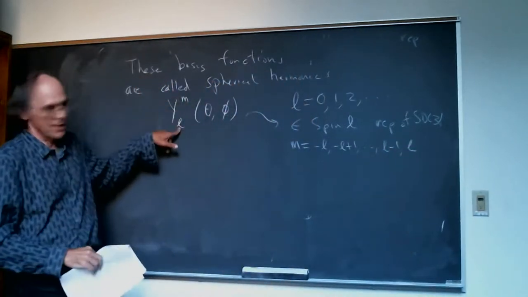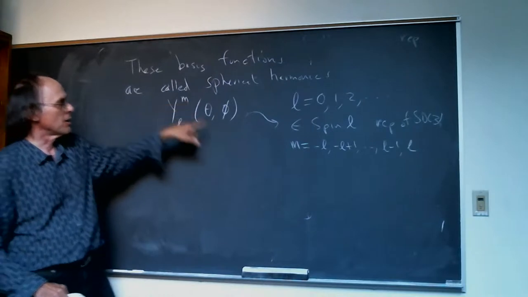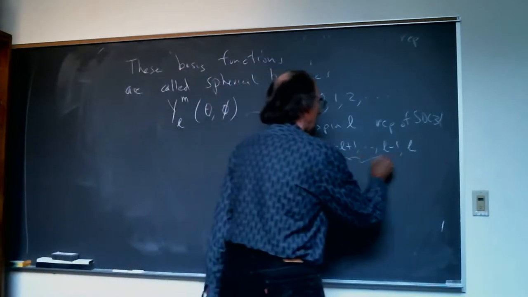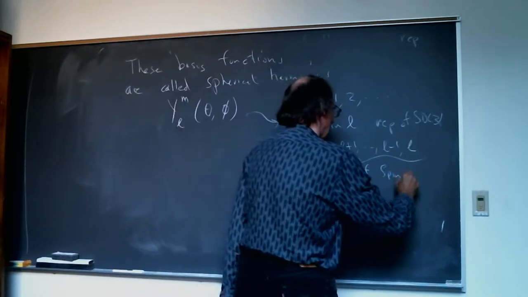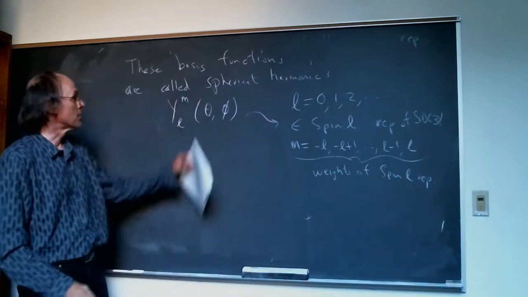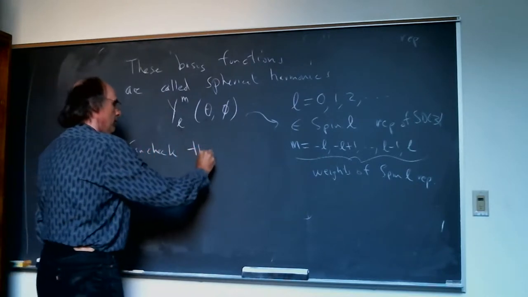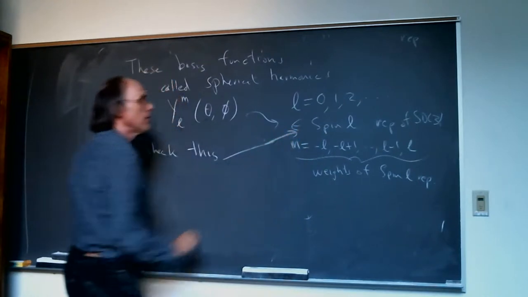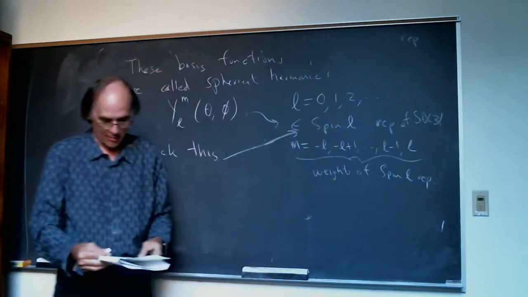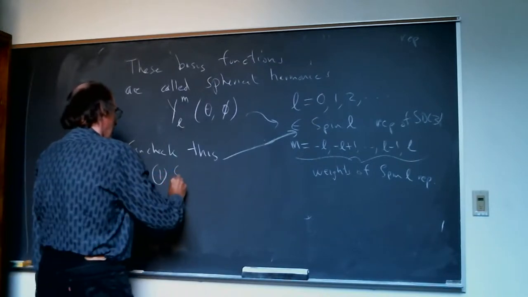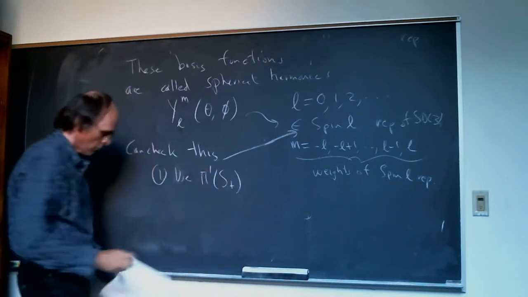So l is a natural number going from zero to infinity, and then m is a choice among these values, and these are the weights of the spin l representation. You can check that these functions, whatever definition you've got of them, actually give you a spin l representation by computing. One way is to use the pi prime of S plus.